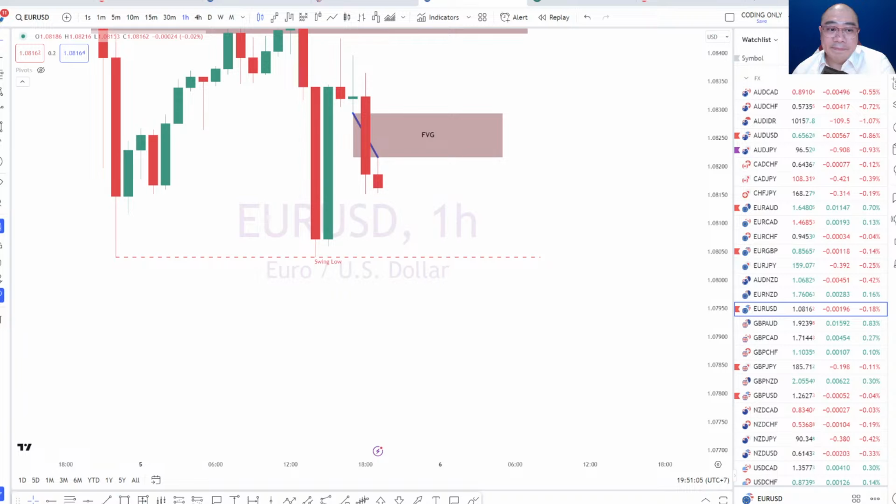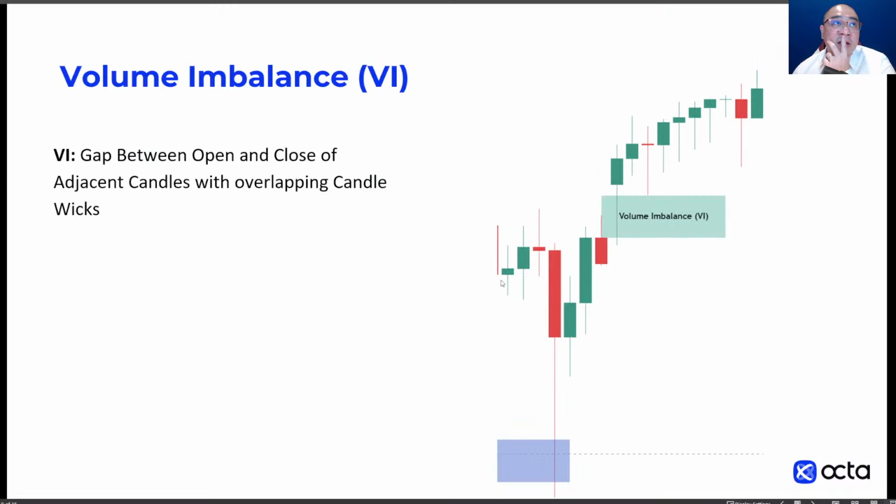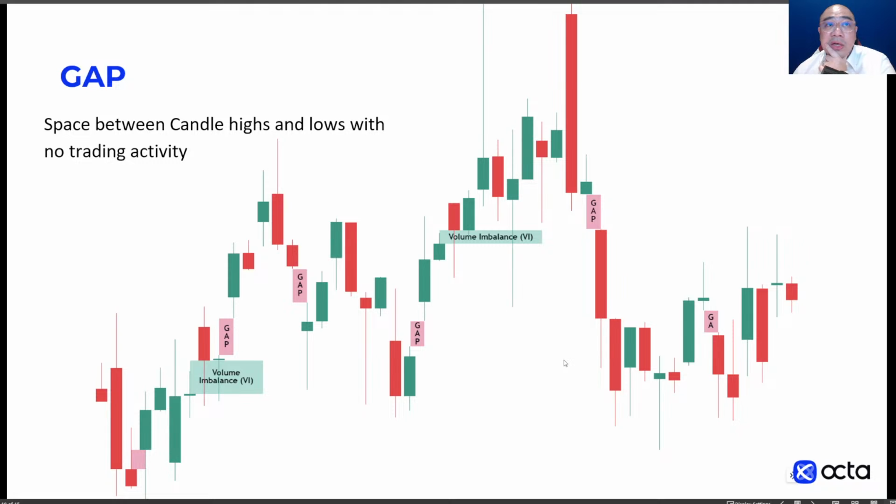All right, let's go on to the last imbalance that we want to talk about today, and this is where we can tell the difference between a volume imbalance and a gap. Space between candle highs and lows with no trading activity, zero trading activity in between. That becomes the gap that you saw there. And this is obviously from an equity market where I can show you a lot of volume imbalances. As I say, volume imbalances, it's like a gap, but it's not a gap. It's also not a fair value gap. So that's where we identify that as VI, or volume imbalance.